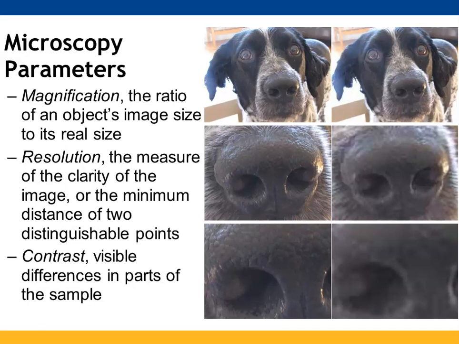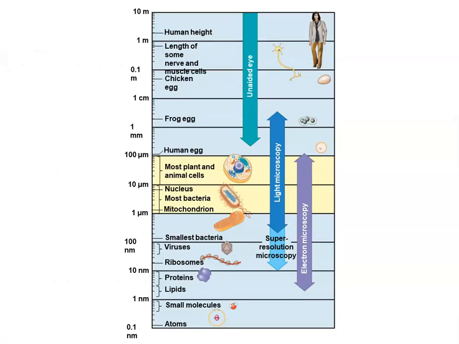So the image on the left in the middle is going to have a greater resolution than the one on the right. On the one on the left, you can see the individual indentations on this dog's nose. And then contrast is going to be able to show you specific differences in parts of the sample, the difference between the darker areas and your lighter areas.